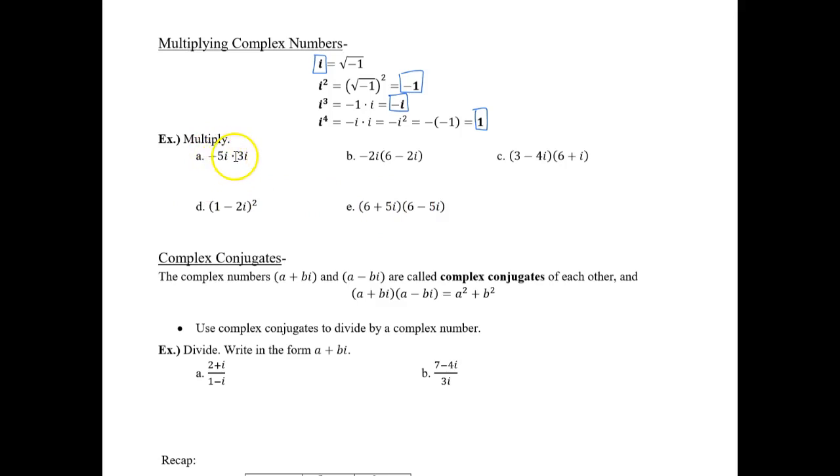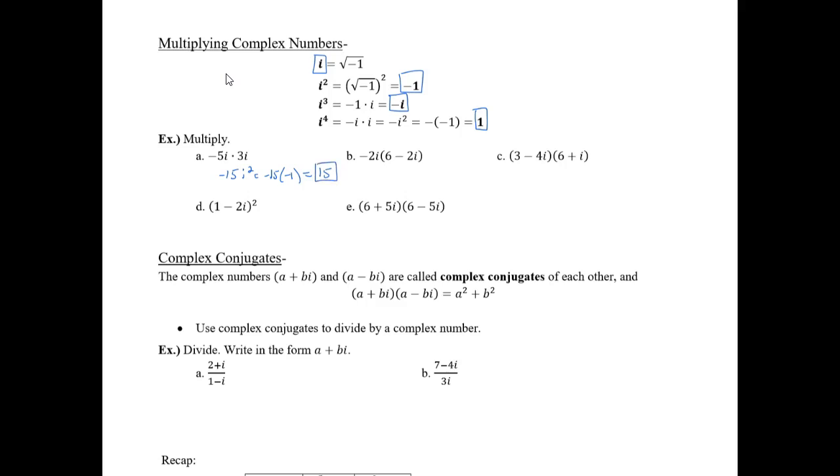Negative 5i times 3i. This is all multiplication: negative 5 times i times 3 times i. Multiplication is commutative, so we can multiply in any order we want. We do negative 5 times 3 and get negative 15. And then i times i would be i squared, but we said i squared was negative 1. And then negative 15 times a negative 1 is positive 15.